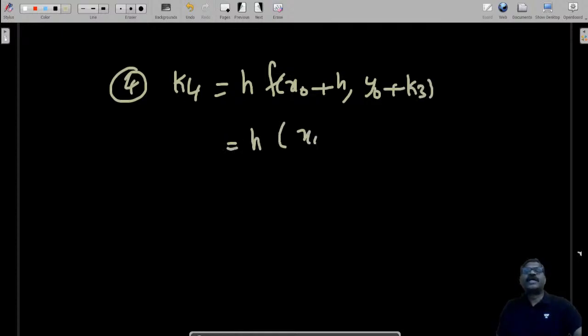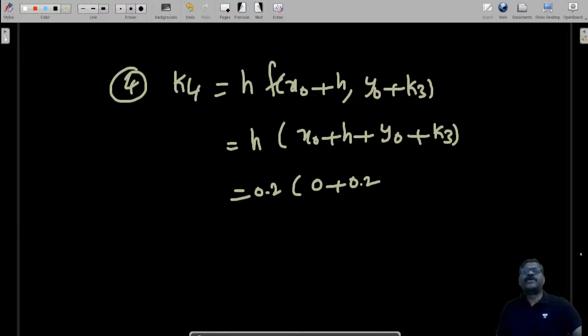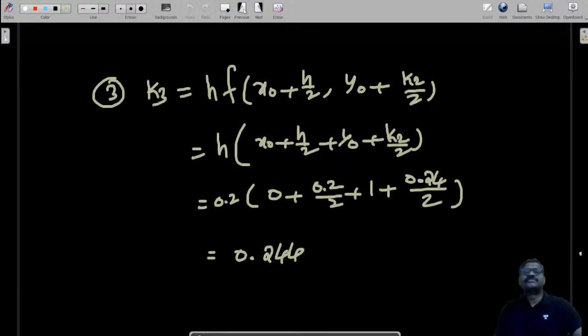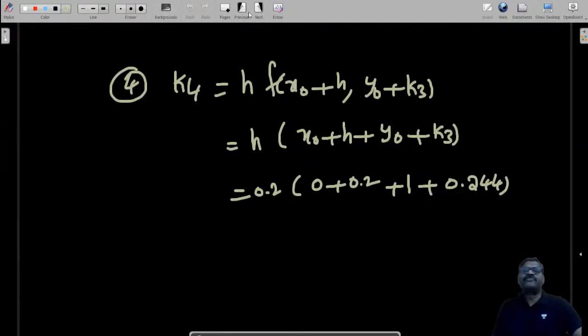Next, step 4, K4 is h of function of x naught plus h, y naught plus k3. That is 0.2 of 0 plus 0.2, 1 plus 0.244, that is 0.444, 1.444, into 0.2, 0.2888.